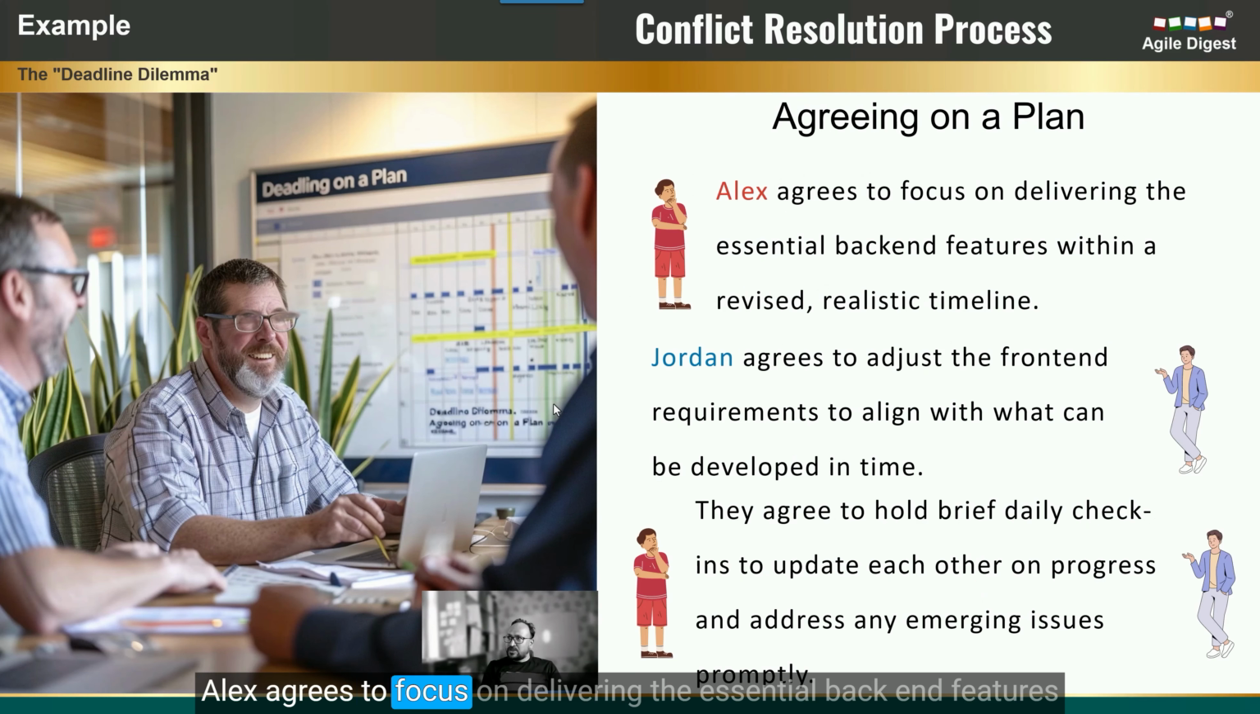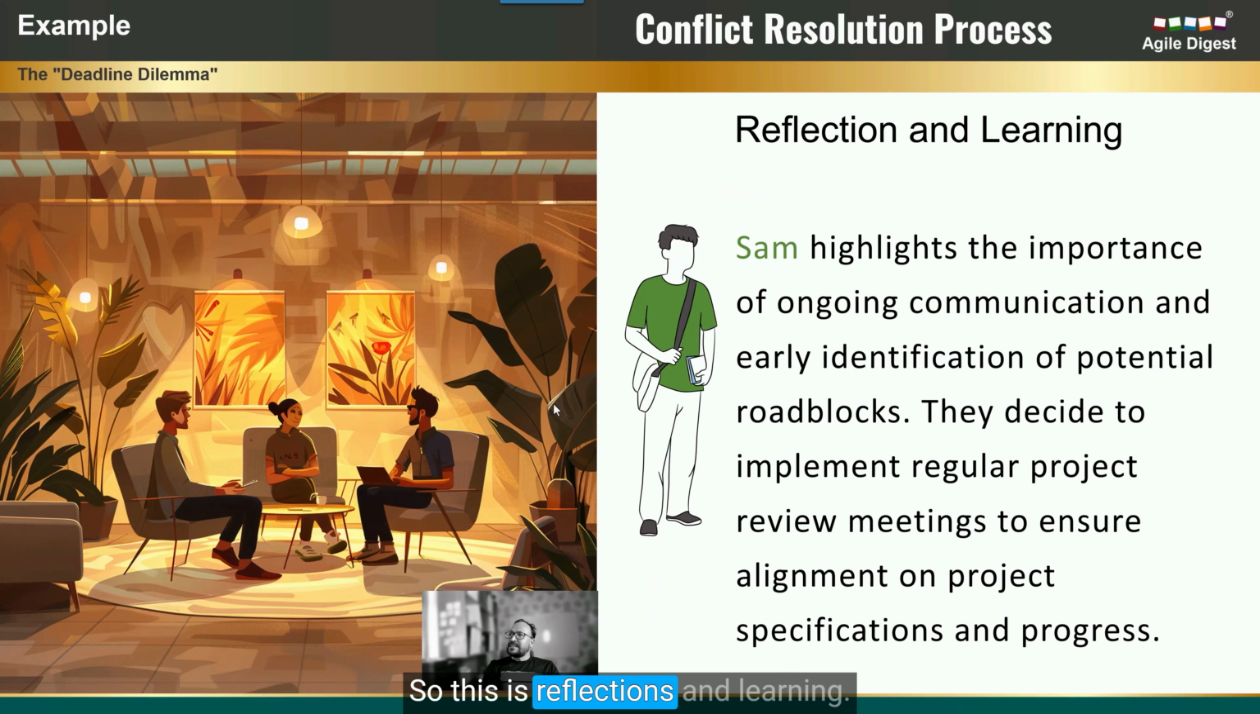Alex agrees to focus on delivering the essential backend features within a revised, realistic timeline, while Jordan agrees to adjust the front-end requirements to align with what can be developed in time. And both of them agree to hold brief daily check-ins to update each other on progress and address any emerging issues promptly. So this is reflections and learning.